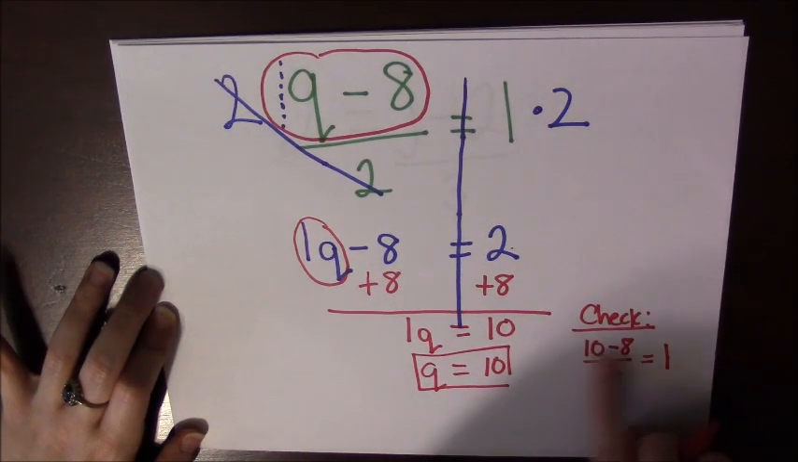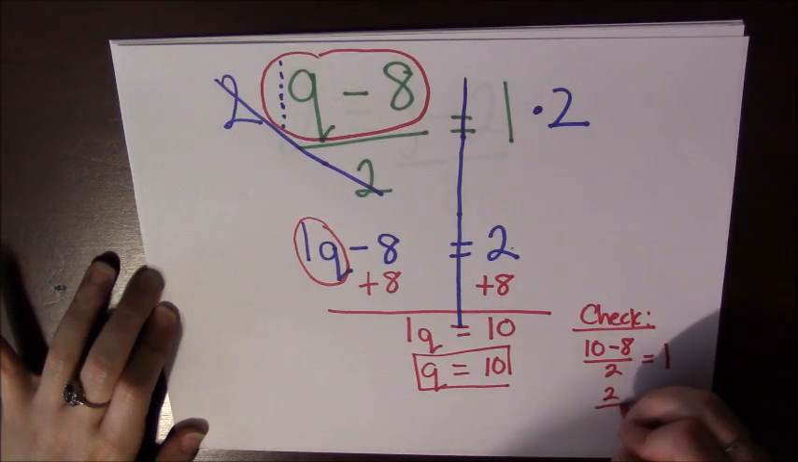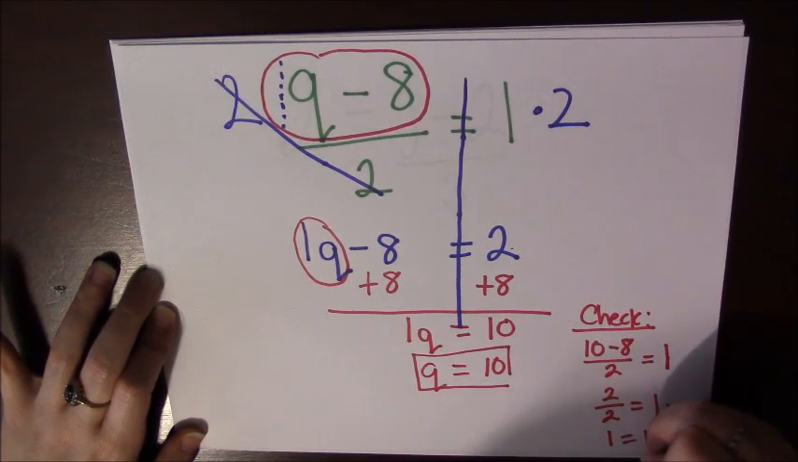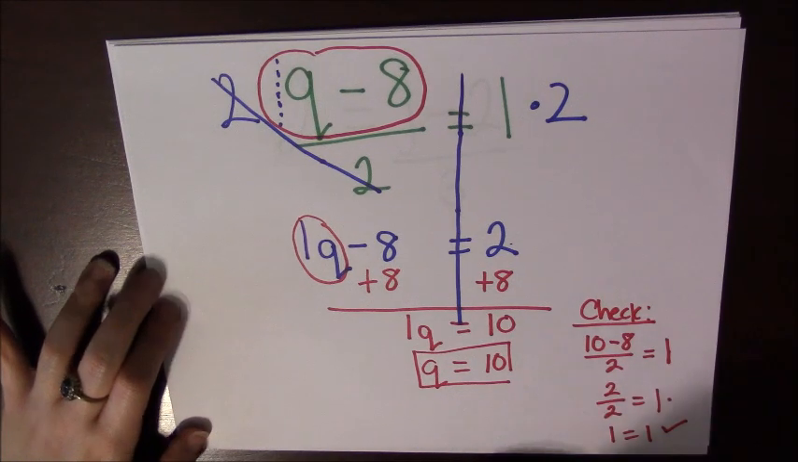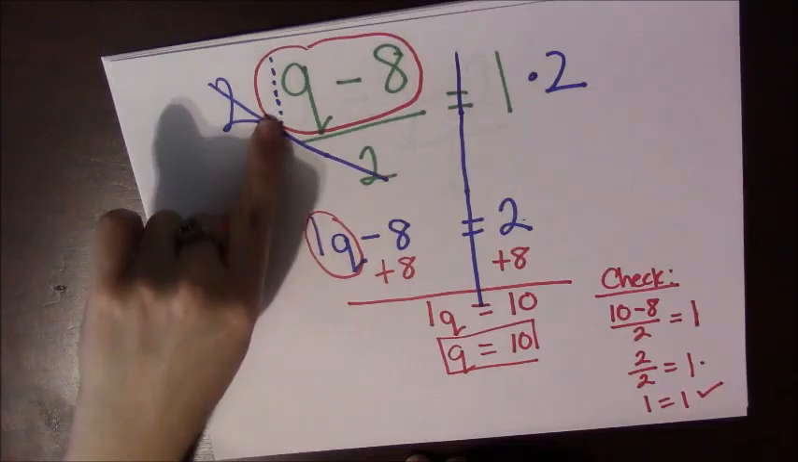Now remember here, you do the numerator first. So 10 minus 8 is 2. So 2 divided by 2 is 1. And so 1 equals 1. Check. That is correct.